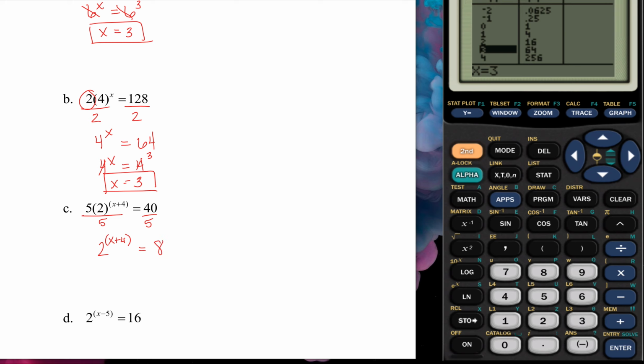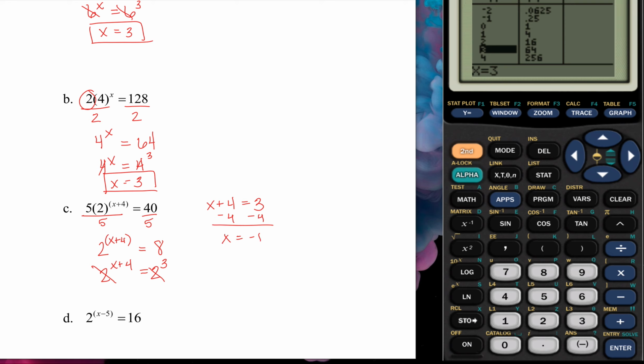In this case, I know what I can change 8 to. So I get 2 raised to the power of x plus 4 is equal to 2 cubed, because I know 2 raised to the power of 3 is 8. I can drop my bases so that I get x plus 4 is now equal to 3. I'm going to solve by moving the 4, so I get x equals -1.